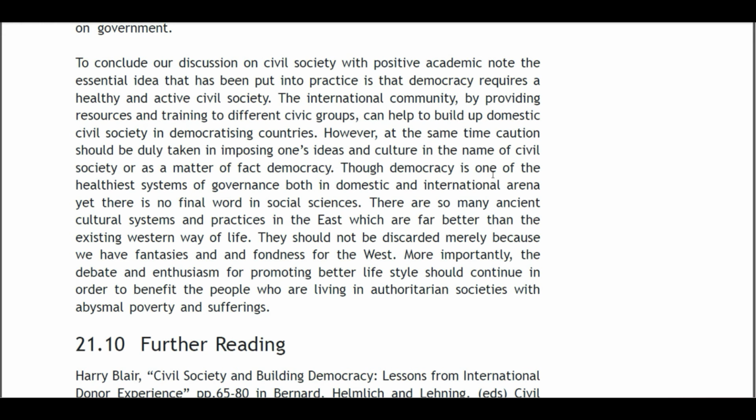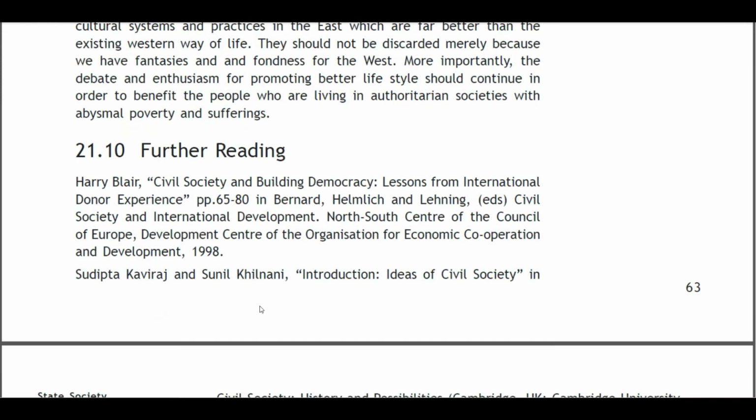Though democracy is one of the highest systems of governance both in the domestic and international arena, there is no final word in the social sciences. There are many ancient cultural systems and practices in the East which are far better than the existing Western way of life. They should not be discarded merely because we have fantasies and fondness for the West. More importantly, the debate and the enthusiasm for promoting a better lifestyle should continue in order to benefit the people who are living in authoritarian societies with abysmal poverty and suffering.